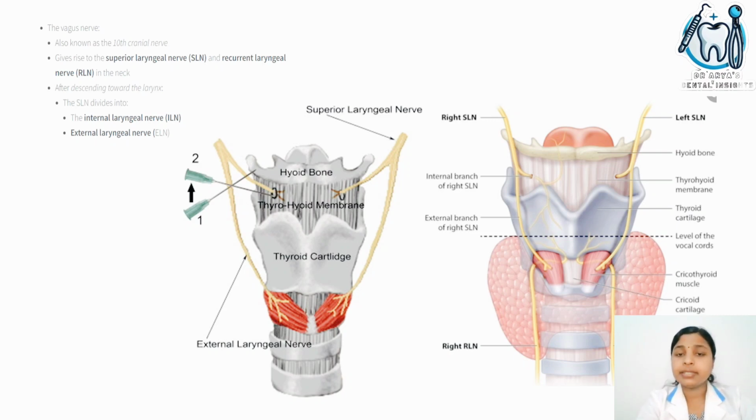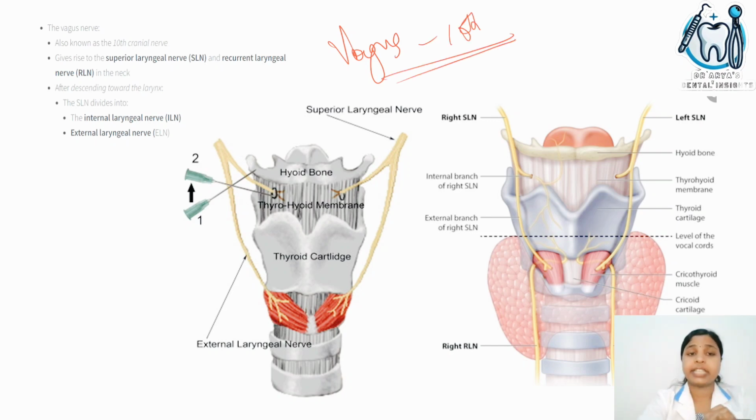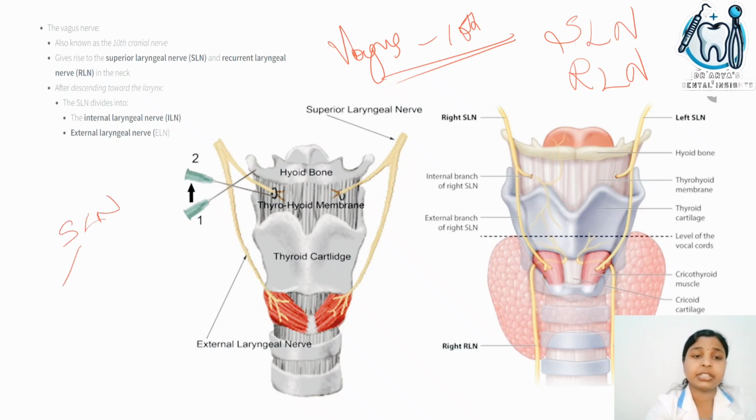Which nerve innervates this area? It is the vagus nerve, the 10th cranial nerve. What are the parts of the vagus nerve? It gives rise to the superior laryngeal nerve and the recurrent laryngeal nerve. The superior laryngeal nerve divides into the internal laryngeal nerve and the external laryngeal nerve. These are the branches of the superior laryngeal nerve.